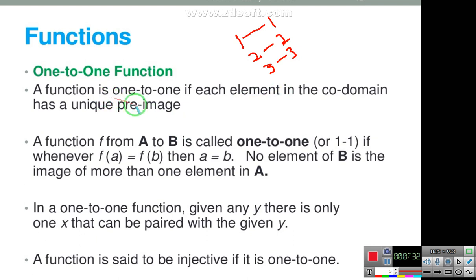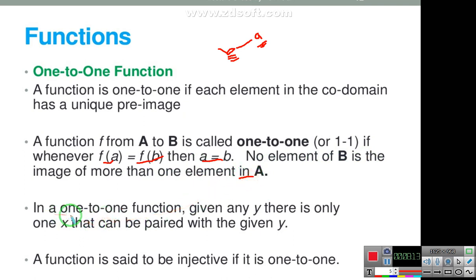It means a function is one-to-one if each element in the codomain has a unique pre-image. So this was your domain, this is your codomain. So your codomain will have a pre-image. Also can be defined like a function f from A to B is called a one-to-one function whenever f of a equals f of b, then a will equal b. It means A will have a unique image in B. So no element of B is the image of more than one element in A.